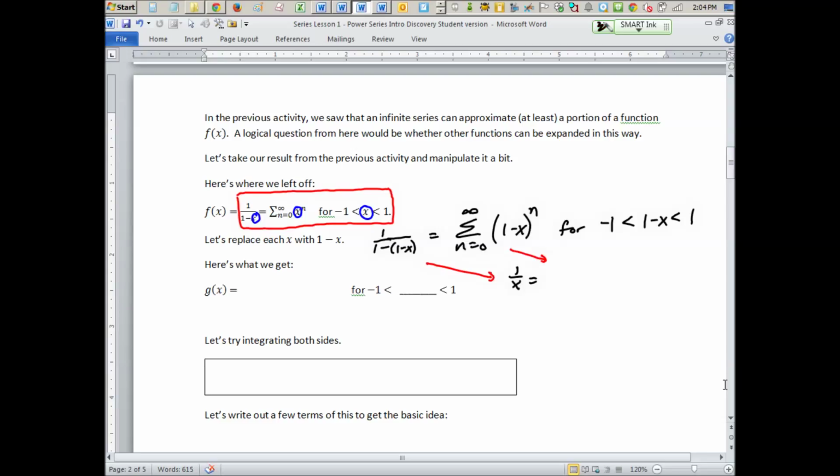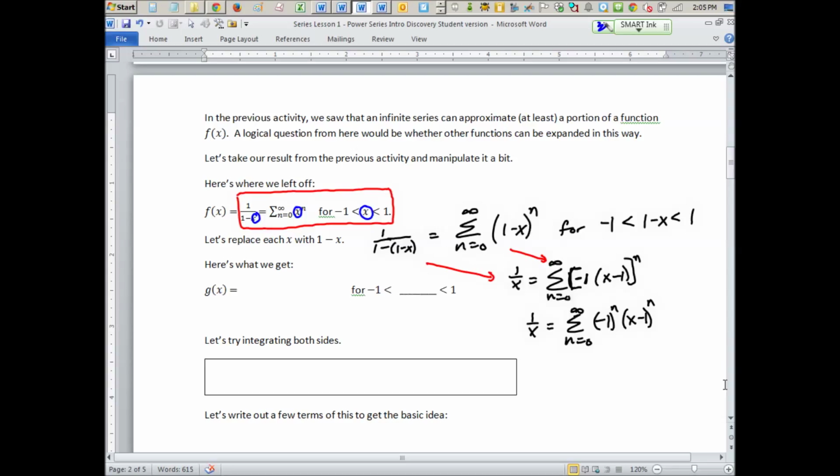This is just, let's write this as negative 1 times x minus 1 all to the n. And let's pursue that a little bit more. Okay, so this is 1 over x equals sigma n equals 0 to infinity, negative 1 to the n, x minus 1 to the n. There we go.